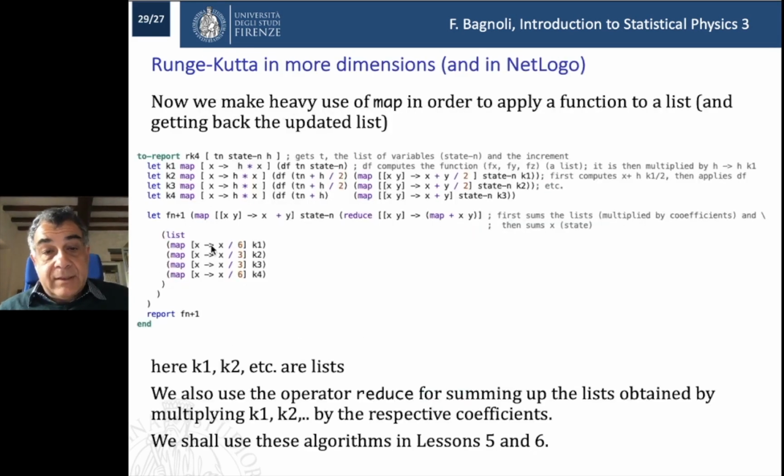So it's not so easy to implement this in NetLogo, but hopefully it has been already done. And so we shall make use of this algorithm in a future lesson. I put it here just for completeness.